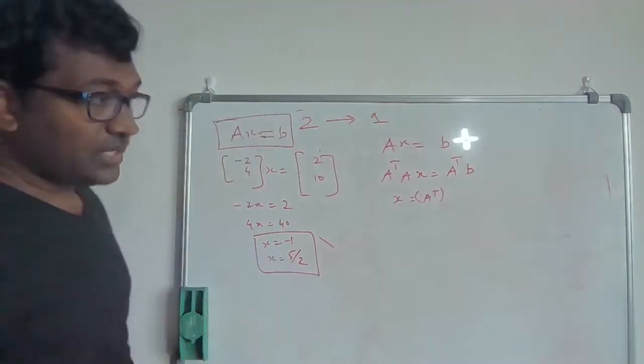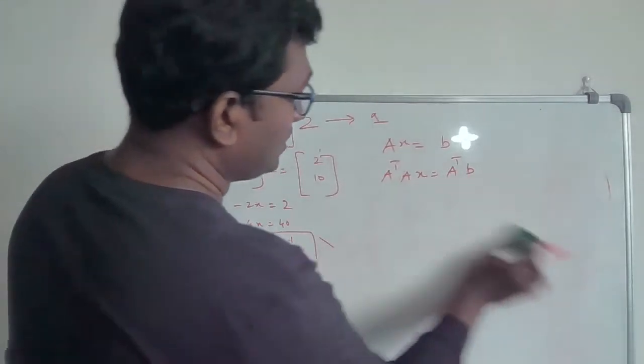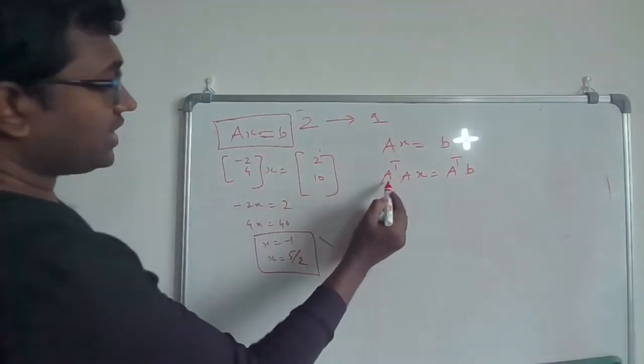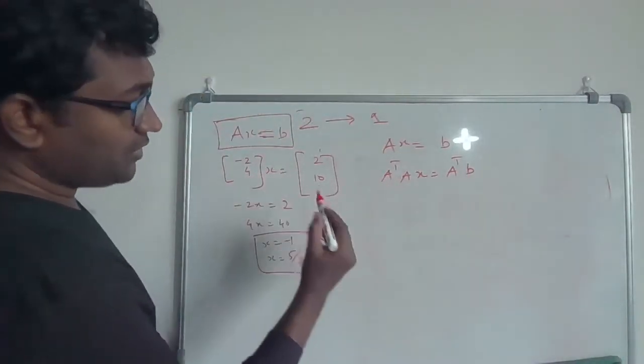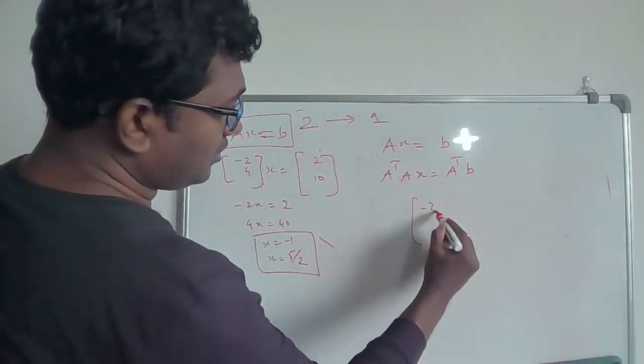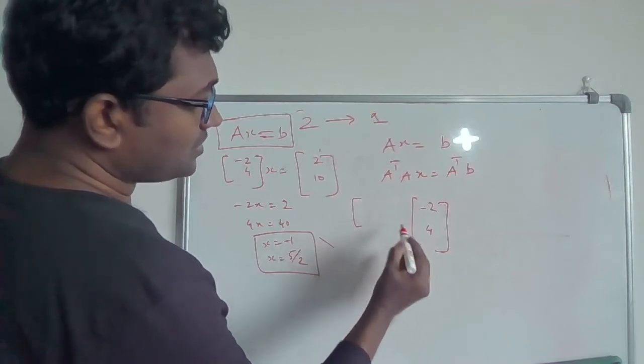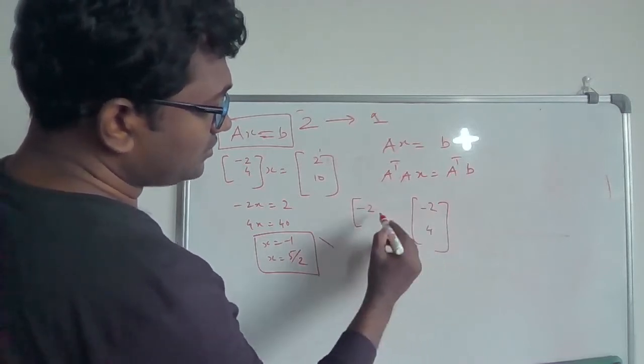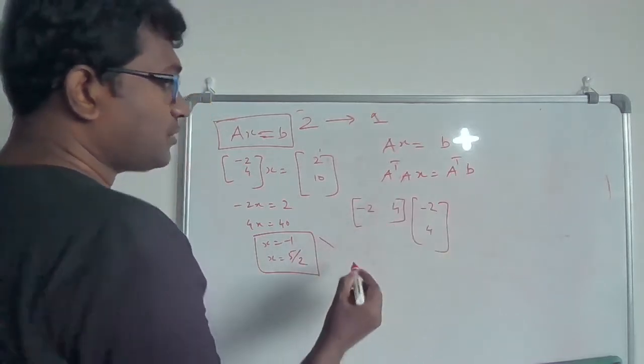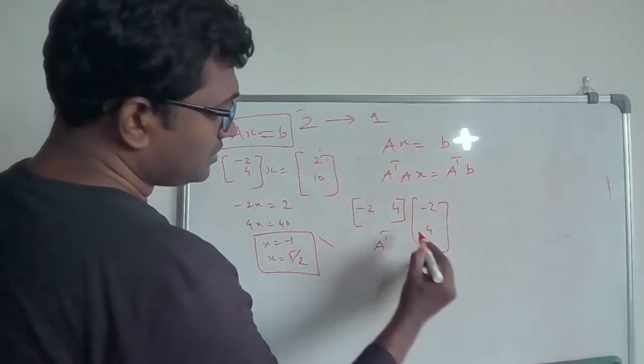Well, before going there, we will try to multiply this. We will say what is A transpose? Minus 2, 4 is the point we took. That is A. Transpose is nothing but if you rearrange rows to columns and columns to rows, that is the transpose. Here minus 2 and 4. This is A transpose. This is A.